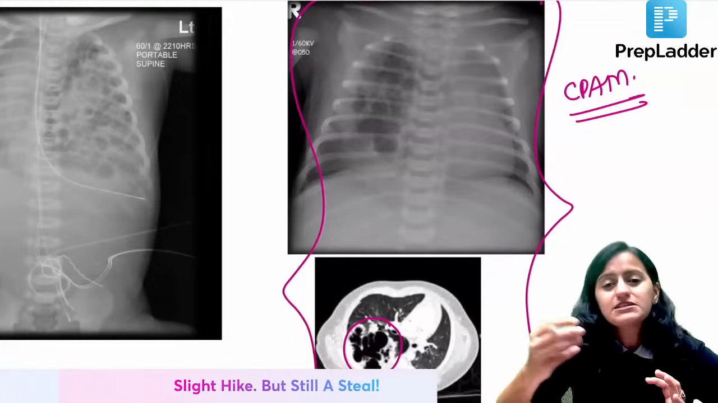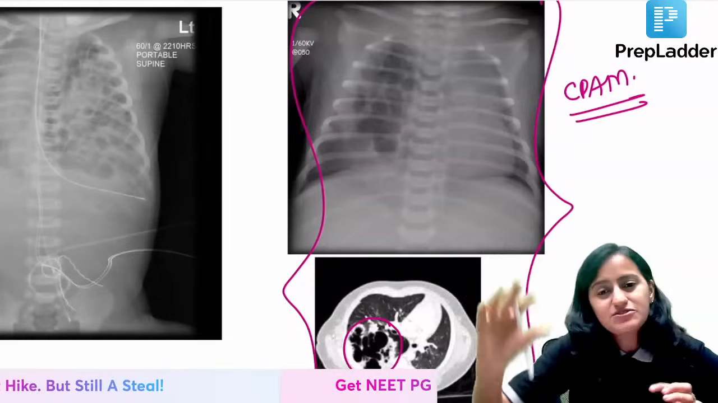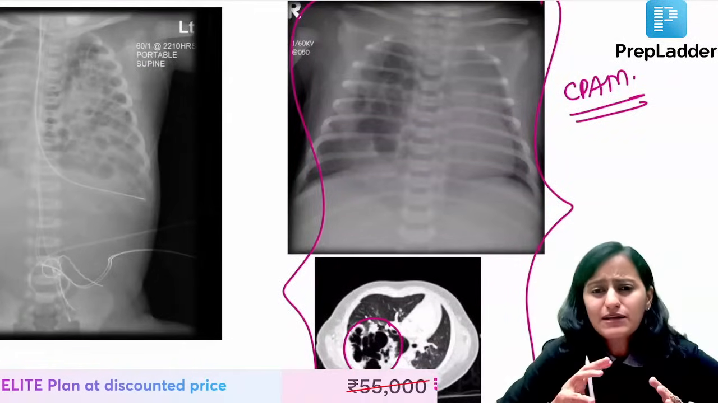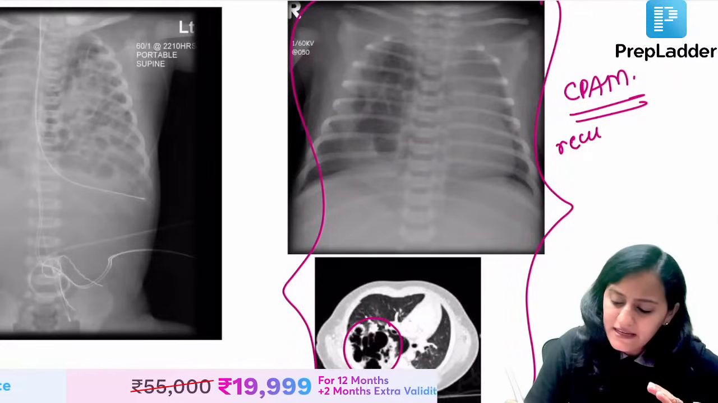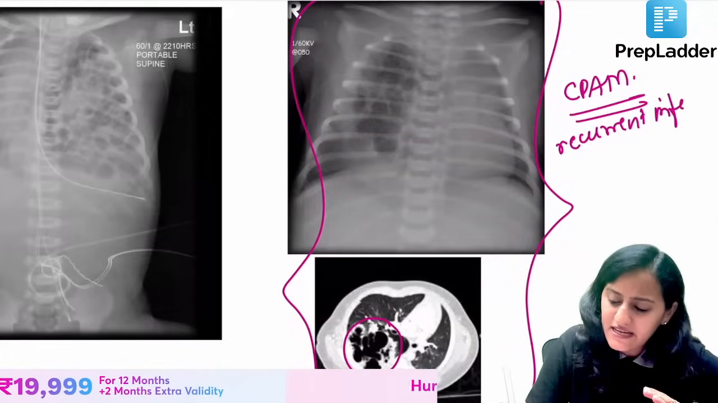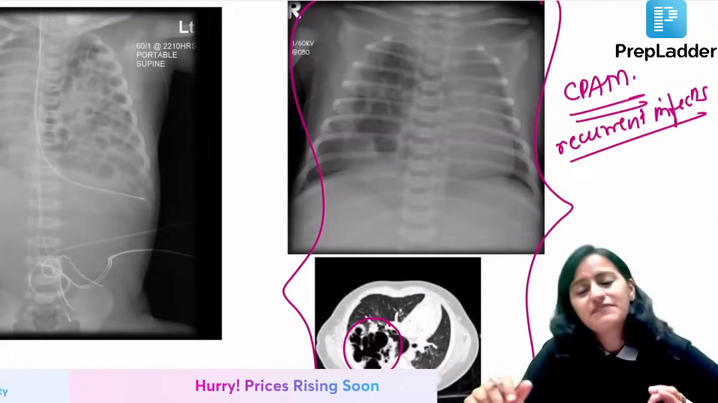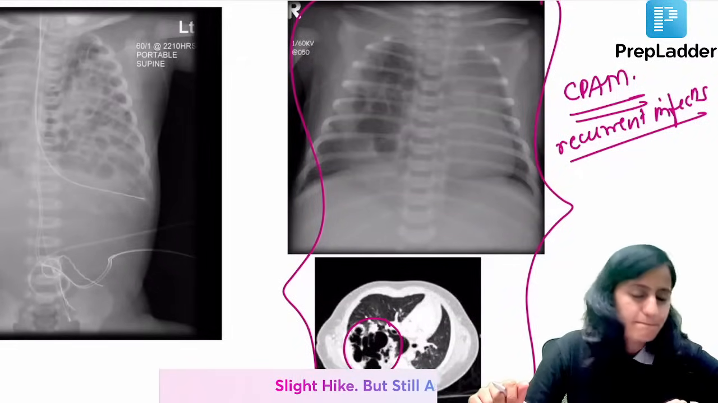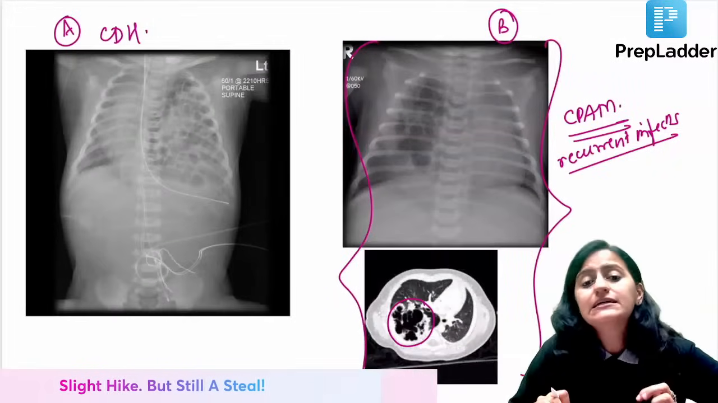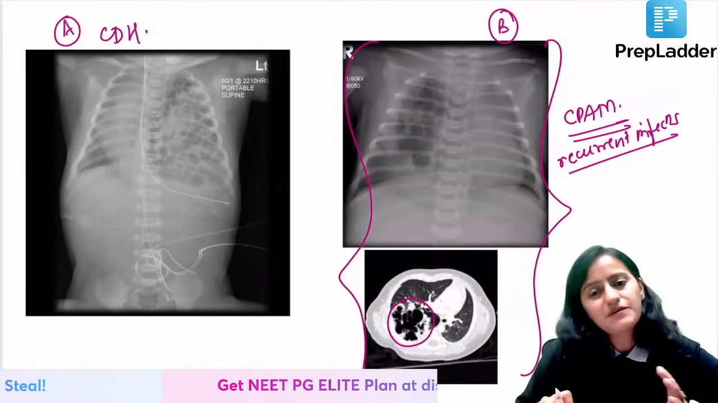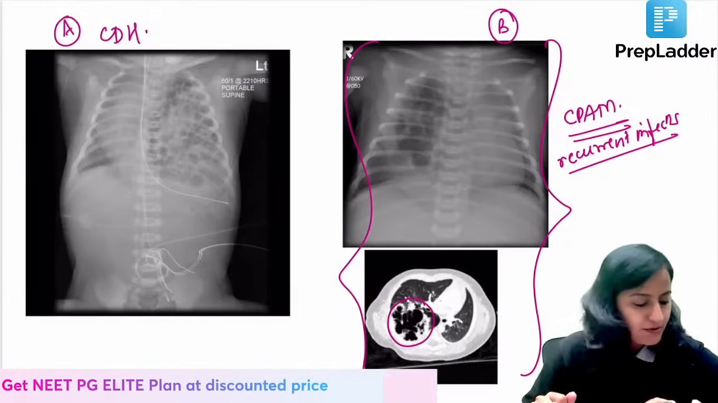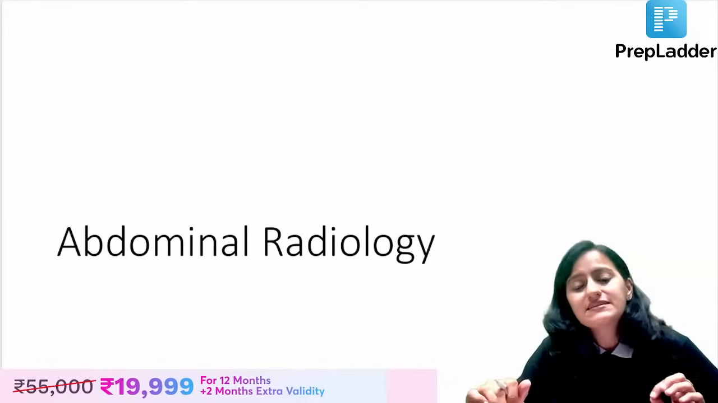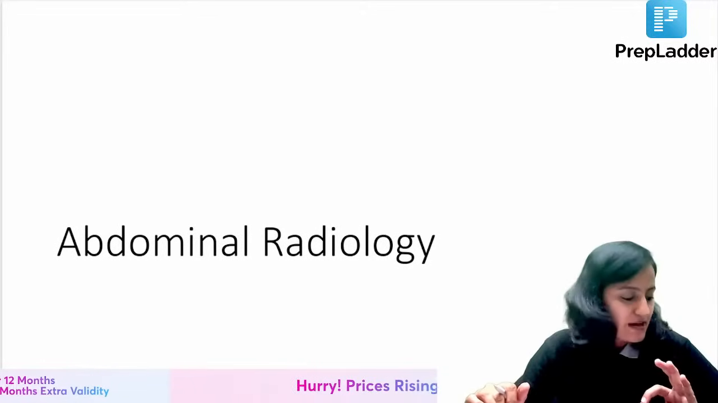Embryologically, when there is a defect in the development of the terminal bronchiole and its structures, then such cystic areas appear. It generally affects one lobe of the lung and it can give you the history of recurrent infections. Recurrent chest infections are seen. So that's a common history given. Remember, this is CPAM, congenital pulmonary airway malformation. Previously it was called CCAM. So that was about thoracic radiology, the most important images that we have covered.